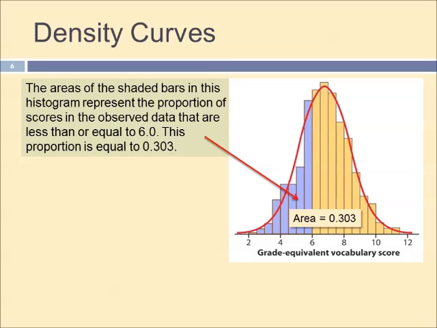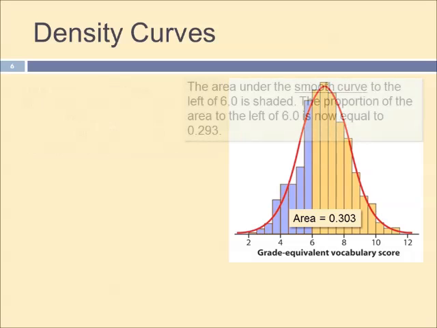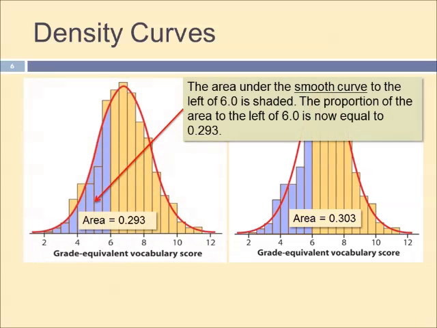To begin with, let's talk about the shaded area of the bars in the histogram. In this case, the blue shade represents the proportion of scores in the observed data that are less than or equal to 6. This proportion equals 0.3, roughly. Now, if we look at the same proportion under the smooth curve to the left of 6.0, this proportion is equal to 0.293. Notice, very similar to the histogram.